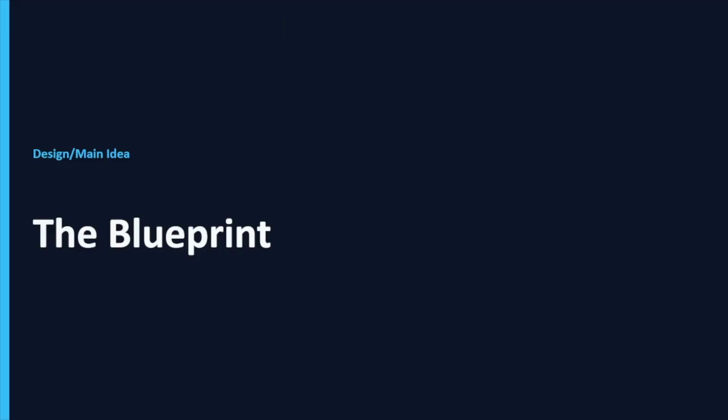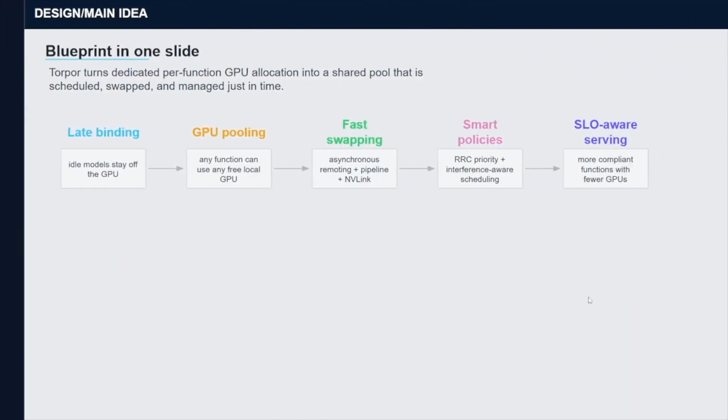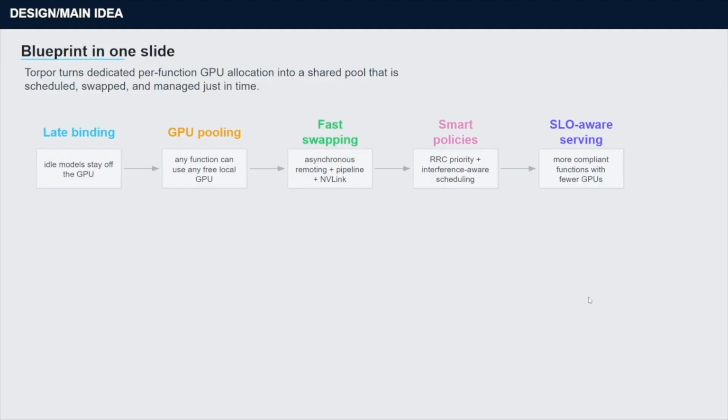Hi, my name is Navadit, and I'll be going over the design and the main idea, and I'll be talking about the blueprint. So first, Torpor turns dedicated per function GPU allocation into a shared pool that is scheduled, swapped, and managed just in time. As you can see, the layout is right here. First, the late binding takes place, then the GPU pooling, then the fast swapping, then the smart policies, and then the SLO aware serving.